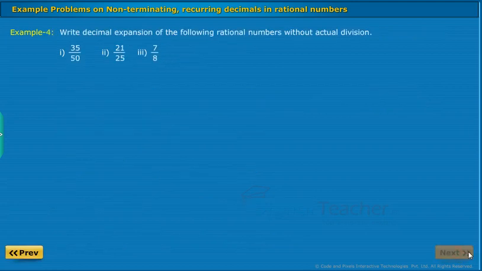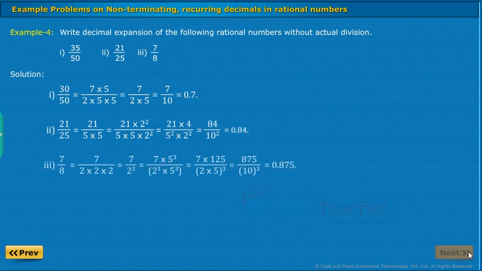Example 4. Write the decimal expansion of the following rational numbers without actual division. The decimal expansion of the following rational numbers is as follows.